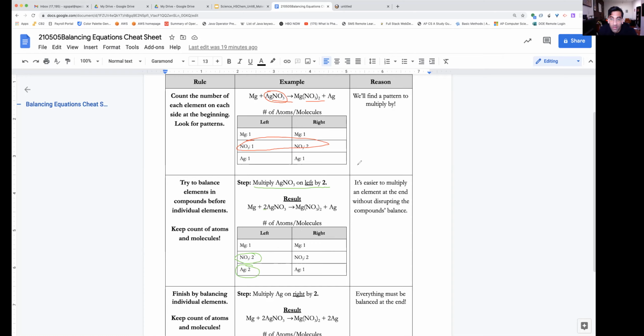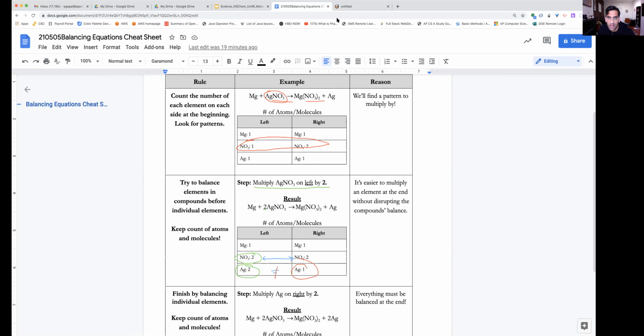So now these are balanced, all right? These NO3s are balanced. However, my silver, those are not balanced, right? Those are not balanced yet. So I only have 1 over here, not balanced. So I have to go down. And now I have to multiply the silver on the right by something, all right?